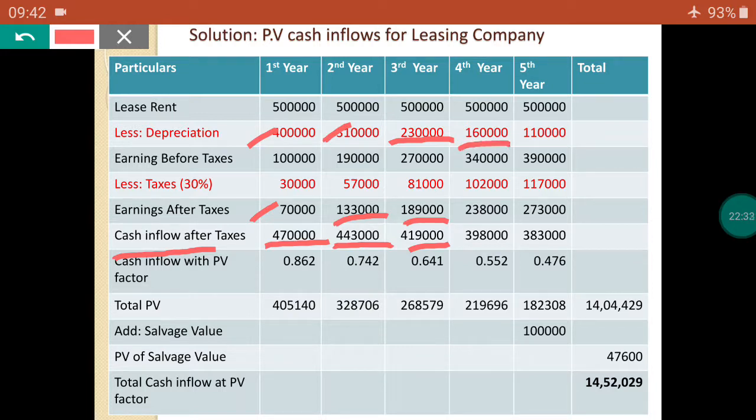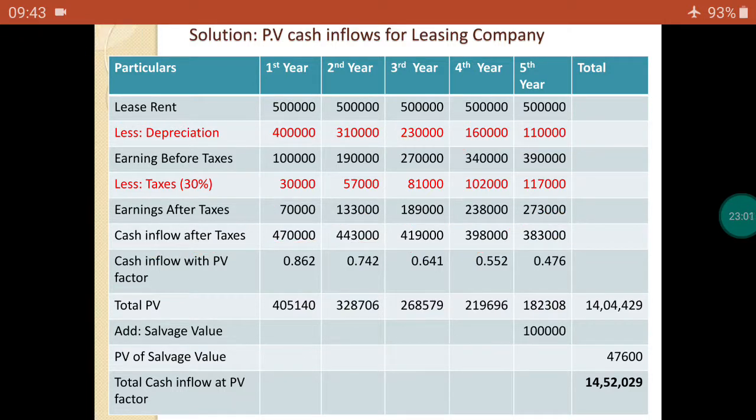Fourth year, depreciation is 1,60,000 rupees, add earnings after taxes of fourth year 2,38,000 rupees, equal to 3,98,000 rupees. Fifth year, depreciation is 1,10,000 rupees, add 2,73,000 rupees, equal to 3,83,000 rupees. Okay, that is the cash inflow after taxes. After that, cash inflow with PV factor. They are providing the PV factor of 16% for the first to fifth years.